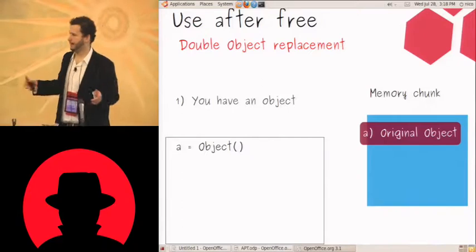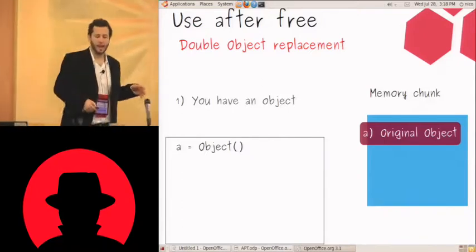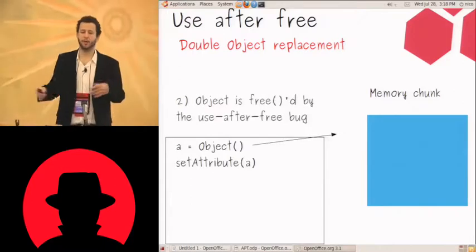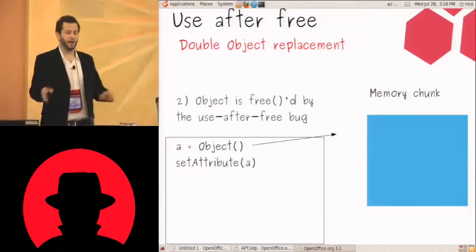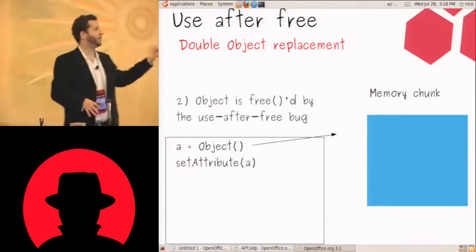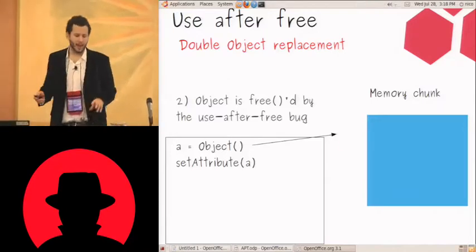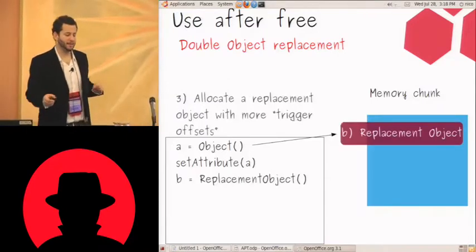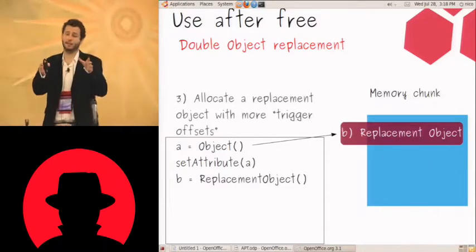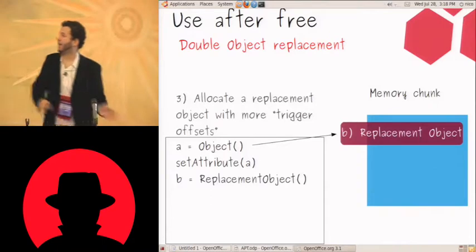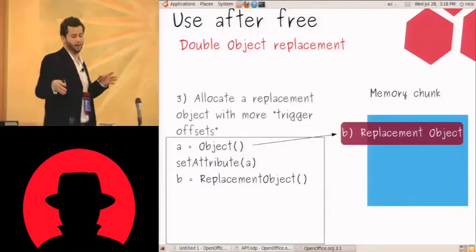Basically, as with every use after free, you first have your original object, and then you call set attribute in order to release and free that object. The object was freed, but A is still pointing there. That's the whole point of a use after free. And then basically what you do is you find a replacement object which allocates some memory. It has to be the same size. That allocates some memory and replaces the original object.